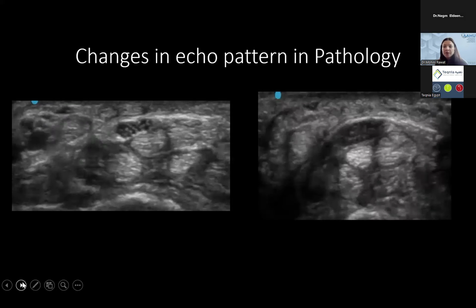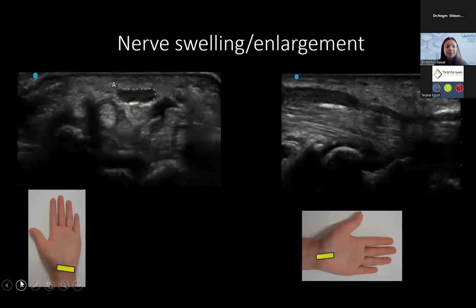So what do we see when there is carpal tunnel syndrome or focal entrapment? We see a change in echo pattern. On the left, we have a normal healthy nerve. On the right, we have a diffusely hypoechoic nerve, and there is loss of that fascicular pattern, which is the change in echotexture. Nerve swelling and enlargement is also seen. You can see the nerve cross-sectional area has increased. When you see it in long axis, you can see the swelling, and this is the constriction site right here.